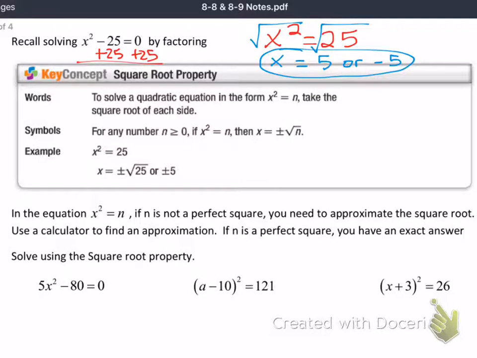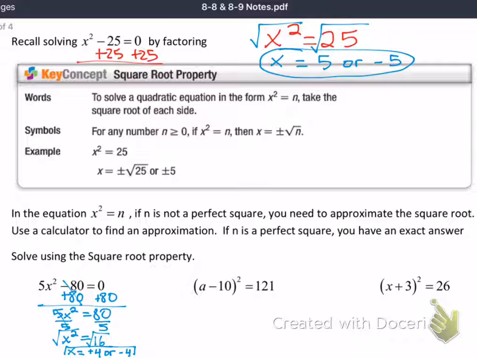So if you look at the bottom here, I have 5x squared minus 80. Just solve it as if we're solving for x. Add 80 on both sides. And so I have 5x squared equals 80. And then divide by 5. You get x squared is equal to 16. And then you'll notice that it works out nicely that they're both perfect squares. So the square root of x squared is x. The square root of 16 is a +4 or a -4. So those are my two possible answers for that one.